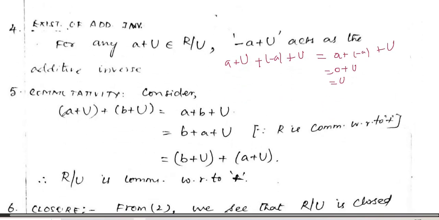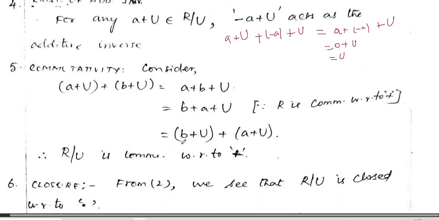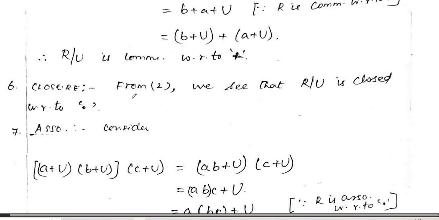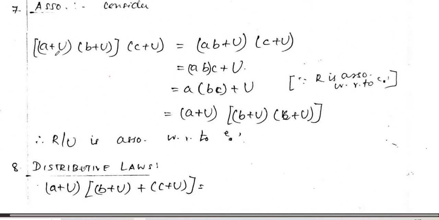Commutativity: we have a plus u plus b plus u to be a plus b plus u, but R is commutative with respect to plus, so you can rewrite a plus b as b plus a, and that in turn gives this by the definition of addition in R mod U. So R mod U is a commutative ring with respect to plus. Now, closure follows from the well-definedness of multiplication. For associativity with respect to multiplication, we consider three elements, and when we multiply these two, we get ab plus U.